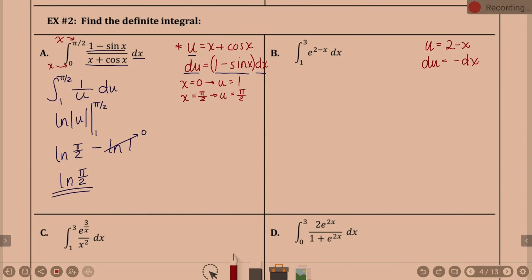Okay? And then when I go to start plugging stuff back in here, I don't have an extra negative laying around, do I? So we're not going to find a negative dx, so we need to divide the negative over to the other side. So negative du is equal to negative dx. Regular dx.